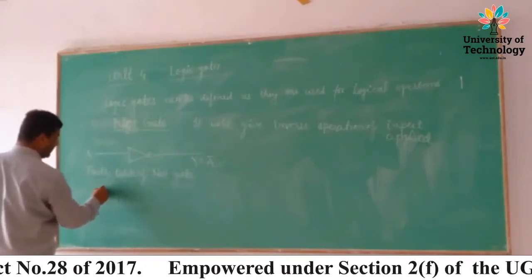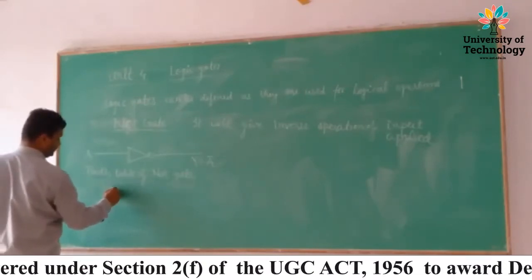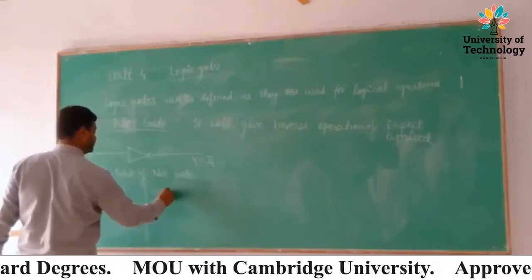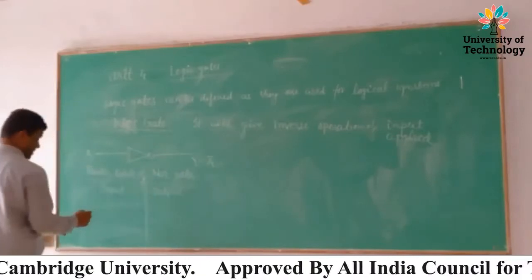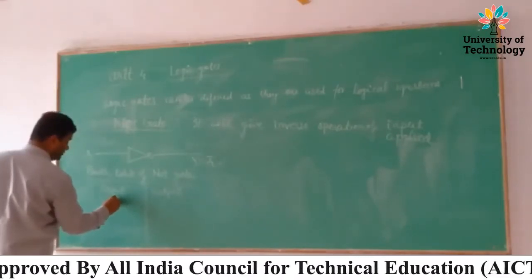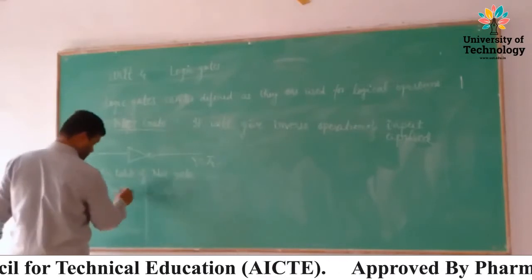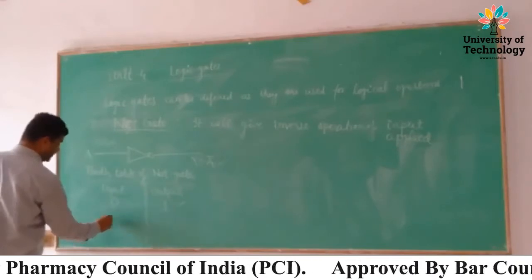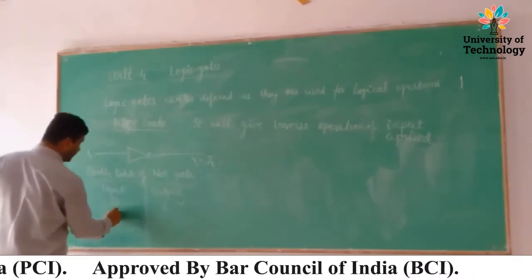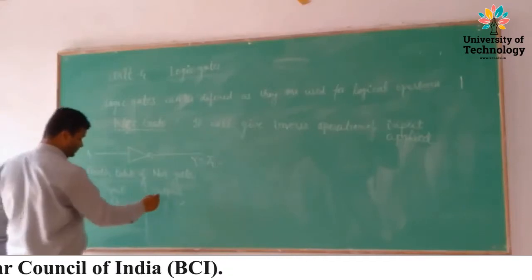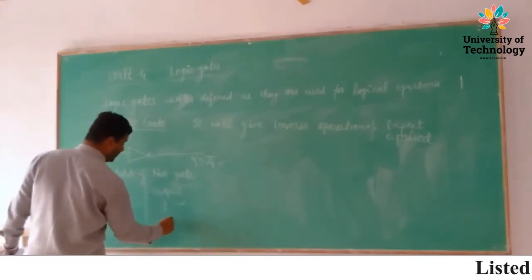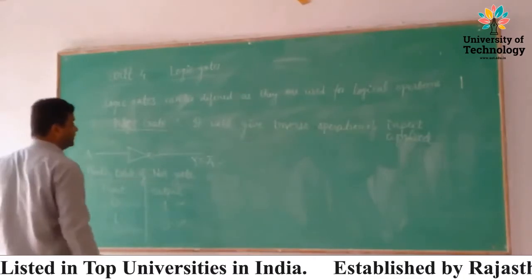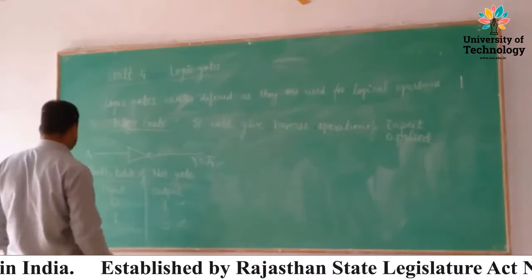We will consider input, here output. Suppose we are taking 0 at input, then 1 will be obtained at output. Second case, if we are considering 1 at input, then 0 will be obtained at output. Means both are reverse operations.